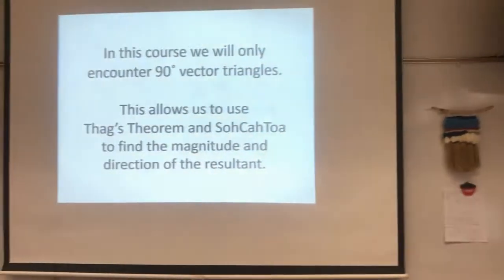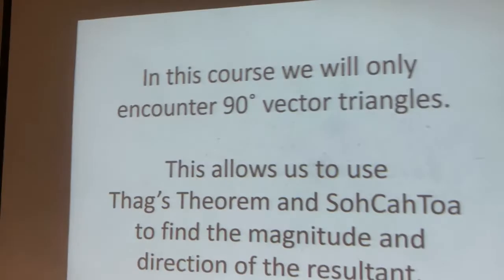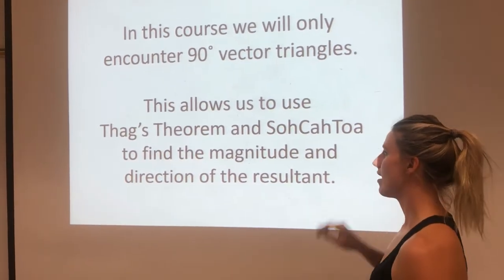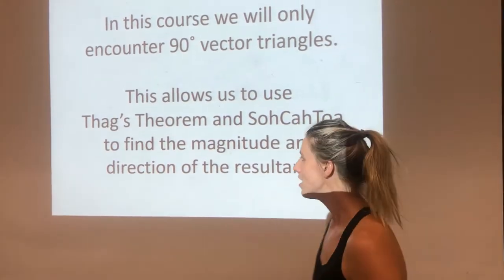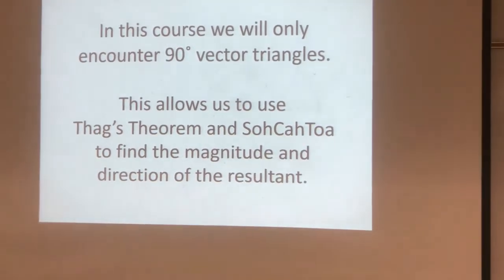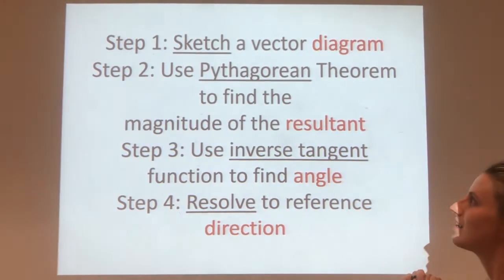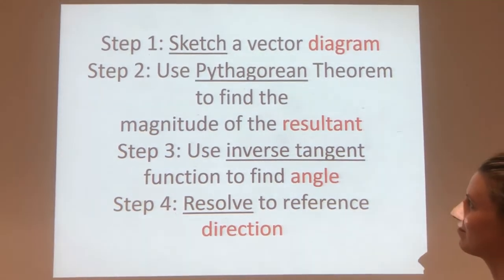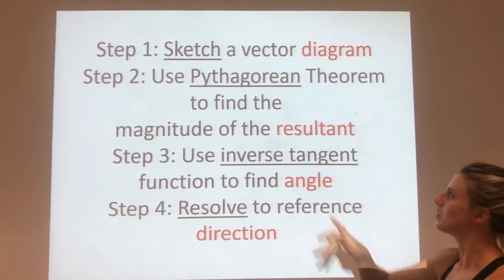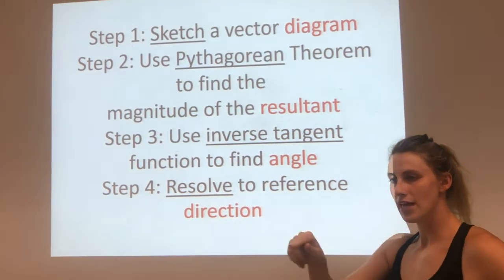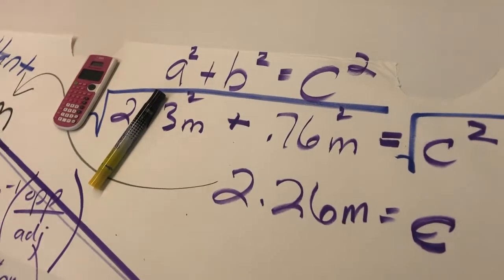Okay, so in this course, we are only going to be doing 90-degree vector triangles. This allows us to use Thag's theorem and SOHCAHTOA to find the magnitude and the direction of the resultant. So please write these down in your notebook. Step 1, sketch a vector diagram. Step 2, we're going to use Thag's theorem to find the magnitude of the resultant. Now, remember on the table triangle, we used Pythagorean's theorem over here to find the magnitude of our resultant.